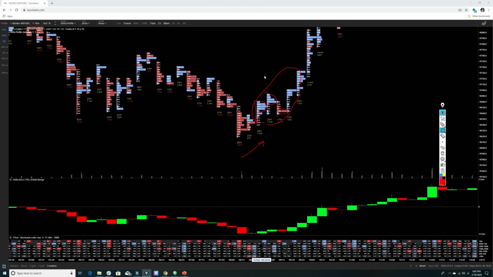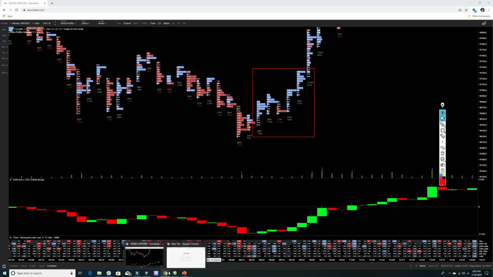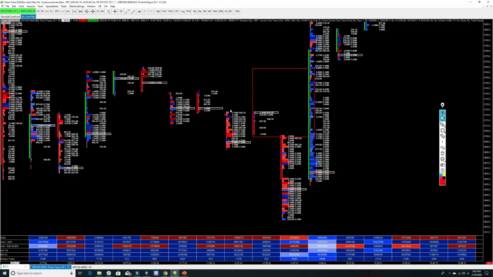Okay, this entire area right here, you could just highlight this and you see the difference from here into this low out of this structure. Okay, same thing looking at Sierra Charts, right, into the low. Negative, negative, negative, all the way into the low. And then this is a point and figure chart, which again just takes out time.